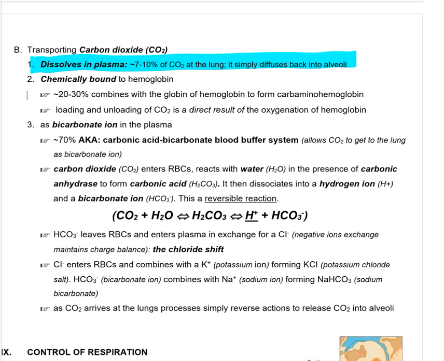The second one is that we can bind carbon dioxide to hemoglobin, but it's chemically bound and it combines with the globin, not with the heme. And so if it combines with the globin, we call it carbaminohemoglobin. Isn't that interesting? Carbaminohemoglobin. Now this is directly the result of oxygenation of hemoglobin as well, and we'll get back to that in a minute. So let's look at that one.